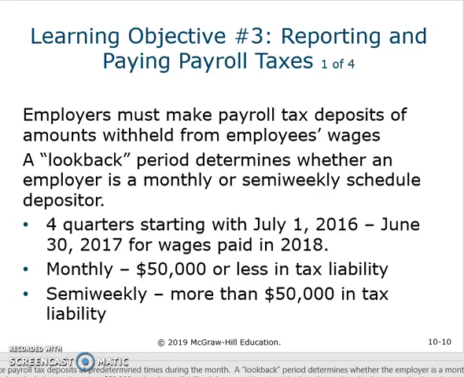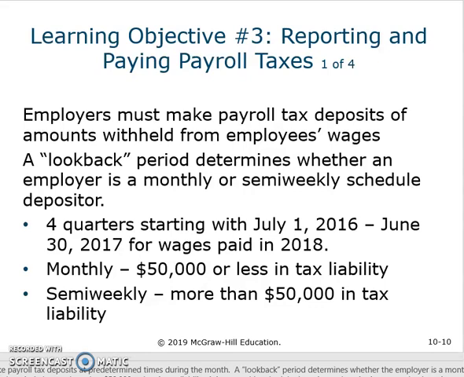Once the employers have withheld from their employees' paychecks, the employers must make payroll tax deposits of the amounts that were withheld. There is a look-back period that determines whether an employer is a monthly or semi-weekly scheduled depositor. The IRS will look back at the last 4 quarters, starting July 1st, 2016 through June 30th, 2017, for wages paid in 2018.